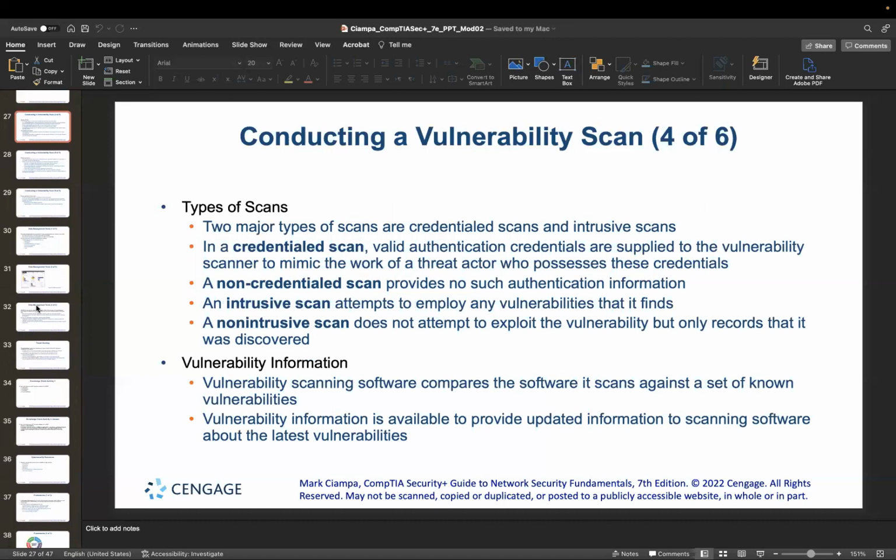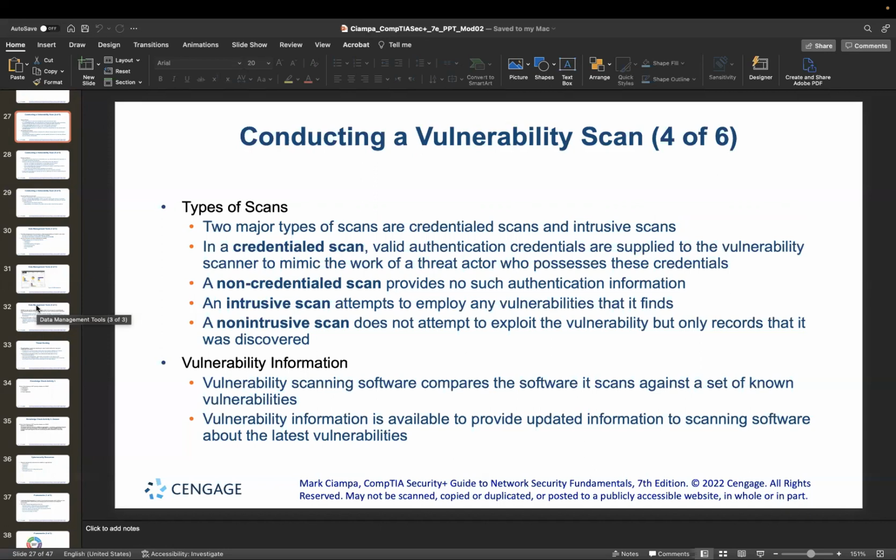So we do have major types of scan. You can categorize them into credential and non-credential scan. In a credential scan, the scanner actually has valid authentication credentials to the system. Therefore, it is like an attacker has taken over that system already. Now you want to see what else they can do.